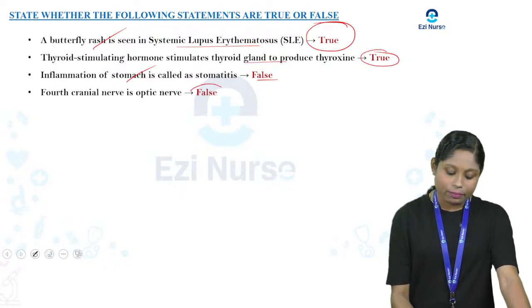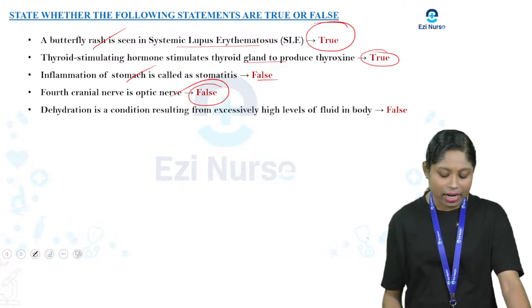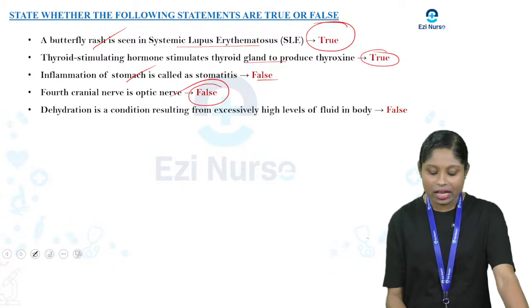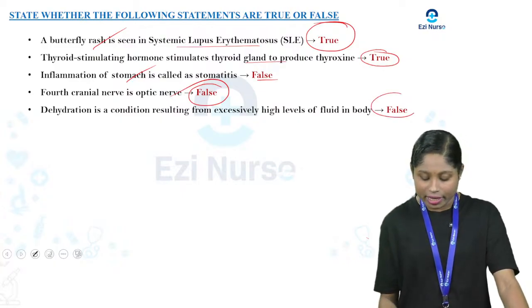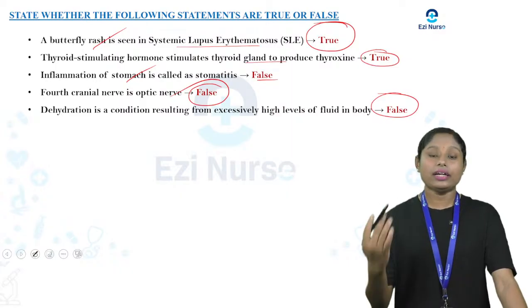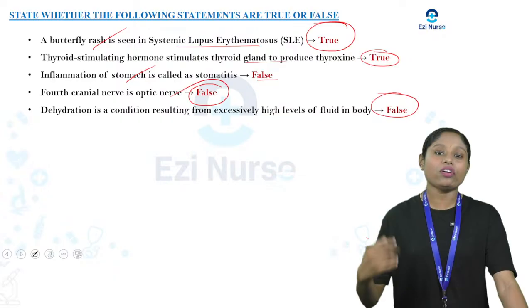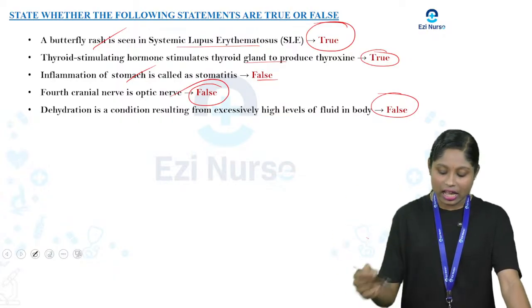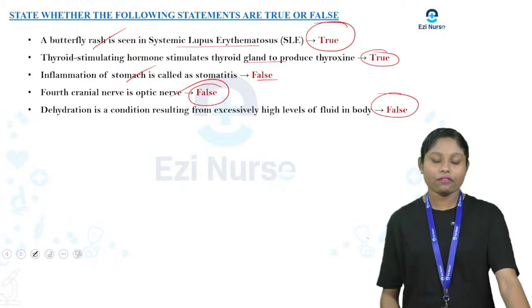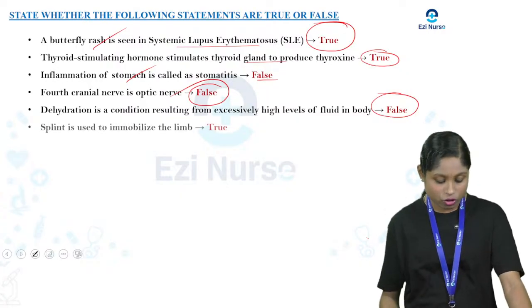No, it is not, because the optic nerve is not the fourth cranial nerve. Dehydration is a condition resulting from excessively high levels of fluid in the body. It is a wrong statement. Dehydration is because the body has a decreased level of fluid. If it is excessive, it is overhydration. Dehydration is a condition resulting from a decrease in the level of fluid in the body. So it's a false statement.